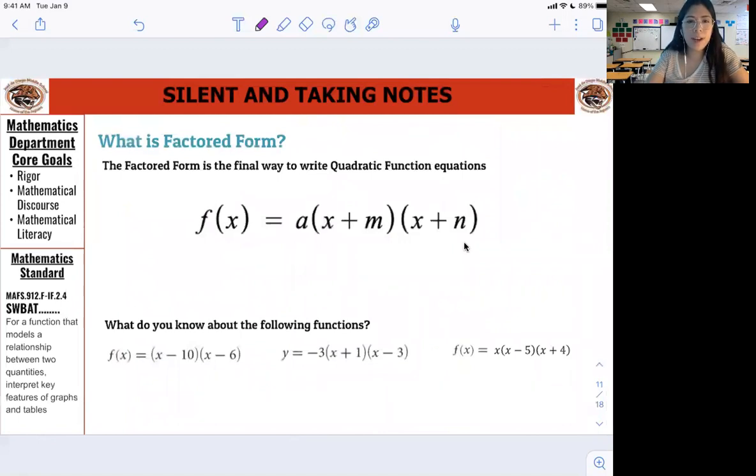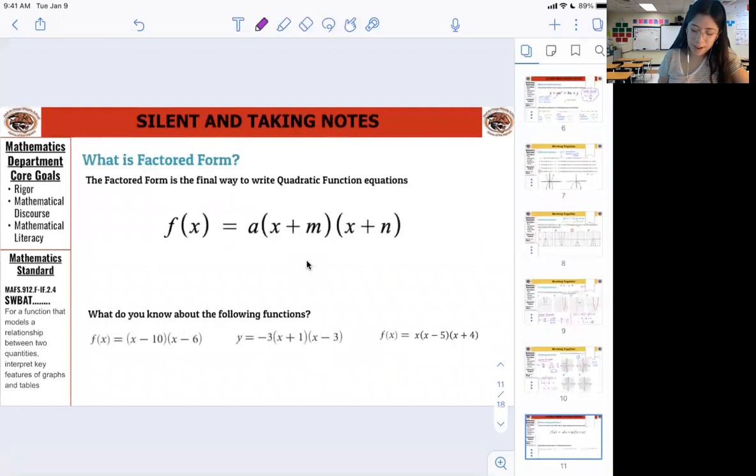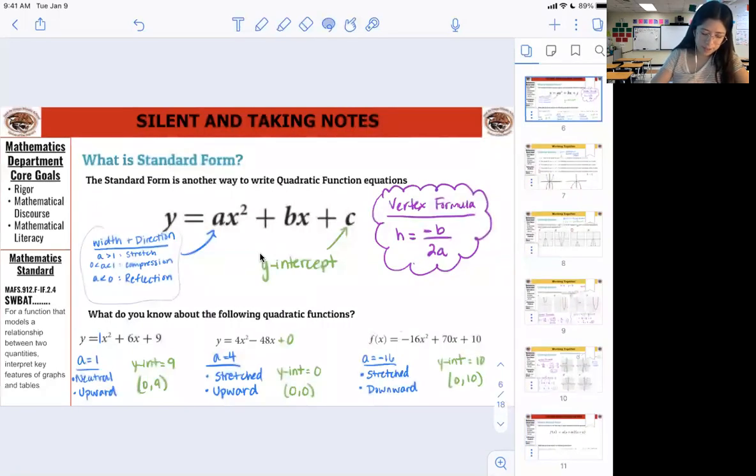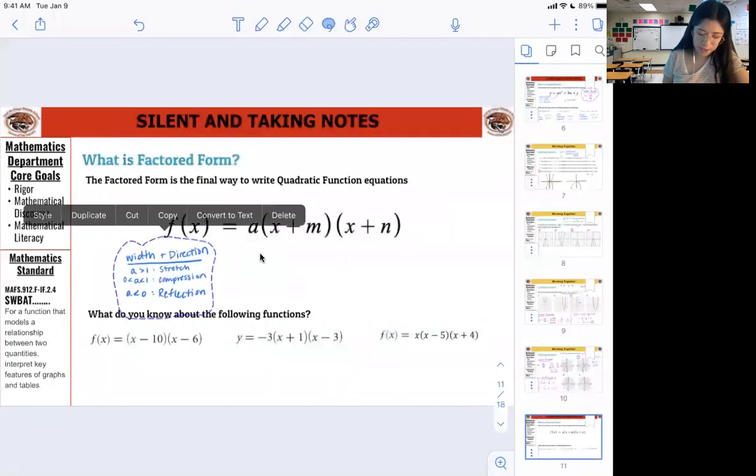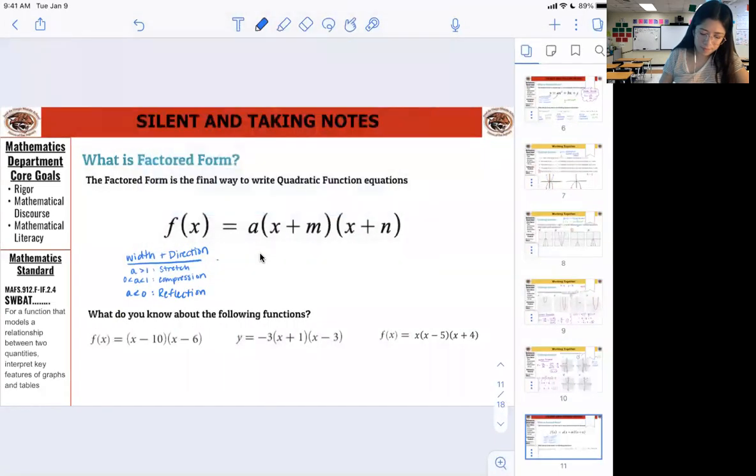Factored form. Finally, we've gotten to the final form. What do we know from factored form? We know nothing. That's not true. We know lots of things. We know A. We know the x-intercepts. Does A tell me anything different from all the other ones? No. A is the same A as before, so I'm going to copy and paste it. Same A, same information. Then we know the x-intercepts.